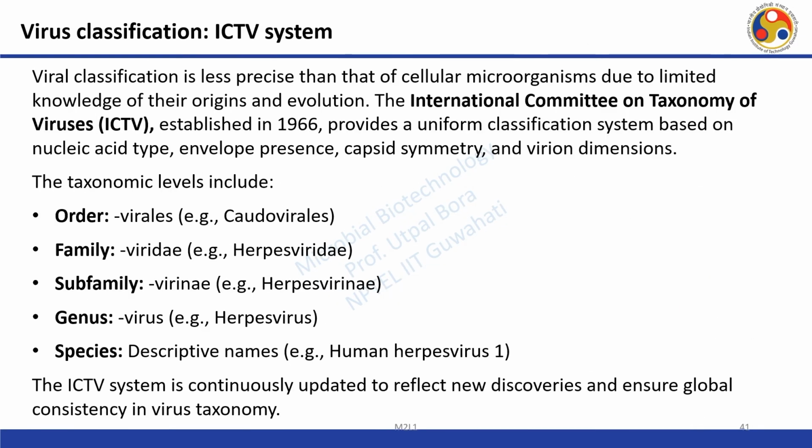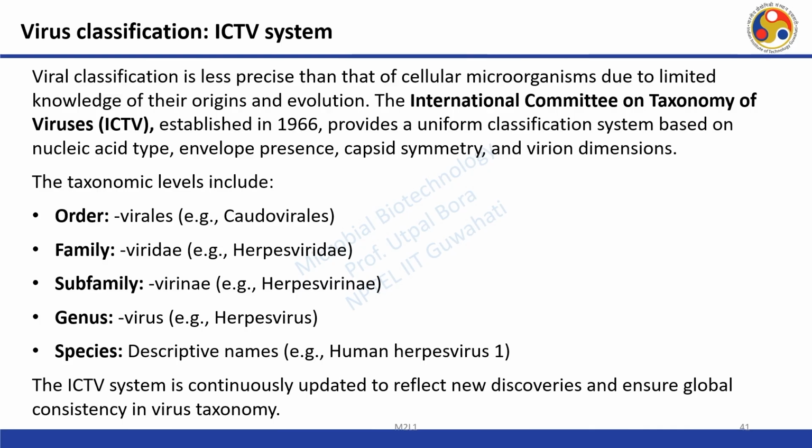Virus classification is based on the ICTV system, or the International Committee on Taxonomy of Viruses, which was established in 1966. So, this is less precise than that of cellular microorganisms due to limited knowledge of their origins and evolution. The ICTV provided a uniform classification system based on nucleic acid types, envelope presence, capsid symmetry, and virion dimensions.